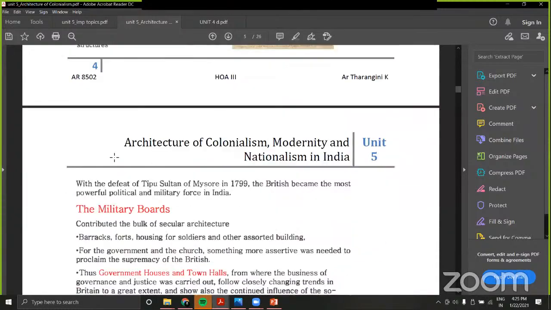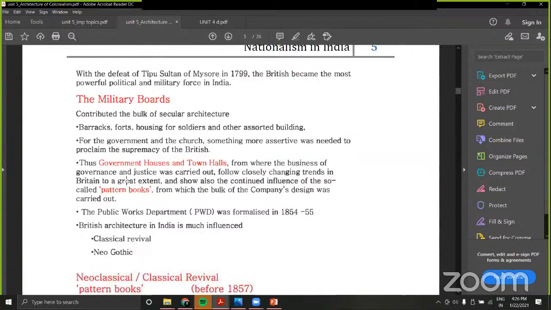So the military boards, as they are called, contributed the bulk of secular architecture: barracks, forts, housing for soldiers, and other assorted buildings. For the government and the church, something more assertive was needed to proclaim the supremacy of the British. The government houses and the town halls, from where the business of the governor's justice was carried out, followed closely the changing trends in Britain to a great extent and show the continued influence of the so-called pattern books from which the bulk of the company design was carried out.